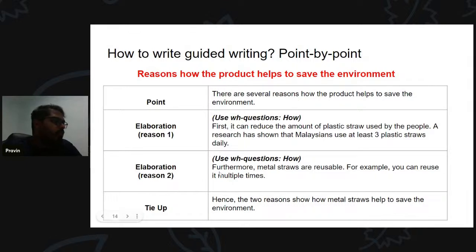And then reason two, furthermore, metal straws are reusable. For example, you can reuse it multiple times, and then you tie up. Hence, the two reasons show how metal straws help to save the environment. Okay, very simple, straight to the point.